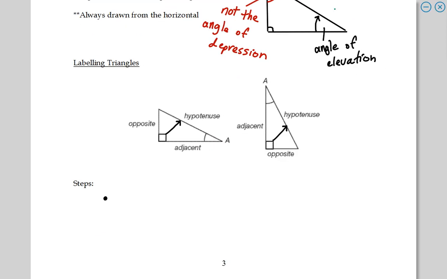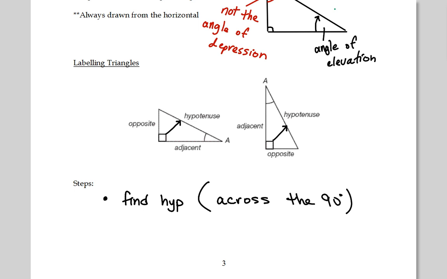So step one, find the hypotenuse, which I will call HYP. Find the hypotenuse. It is across the 90. I would just start there because you know the hypotenuse. It's the longest side. It's across the 90. You remember it from junior high. Start there. Now you only have two labels that you pretty much have to worry about.